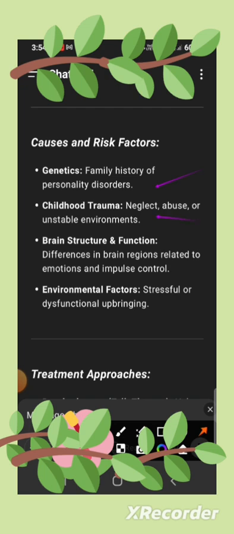Childhood trauma, neglect, abuse, or unstable environments. Brain structure and functioning. Differences in brain regions related to emotional regulation, impulse control, and decision making can contribute to personality disorders. Example, individuals with borderline personality disorder may have an overactive amygdala, the emotional center, and an underactive prefrontal cortex, for decision making.